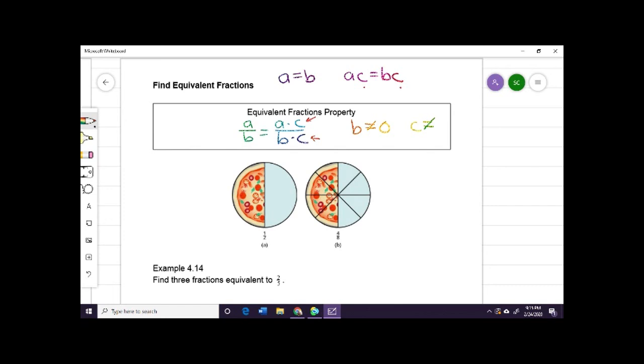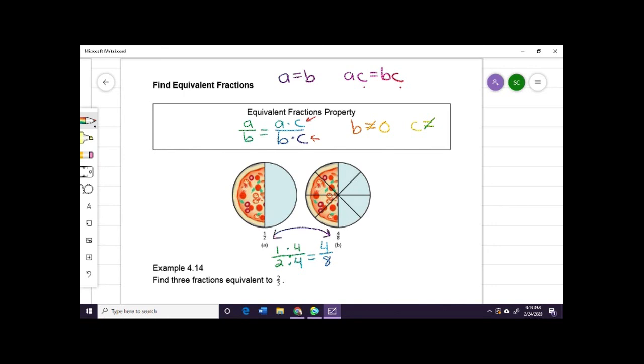So let's look at the pizzas here. On A is half of a pizza, but we can also say that that is 4/8 of a pizza. So let's use the equivalent fractions property to get that. If we start with half of a pizza and we multiply the top times 4 and we multiply the bottom times 4, then we get 4/8. So these are equivalent fractions.